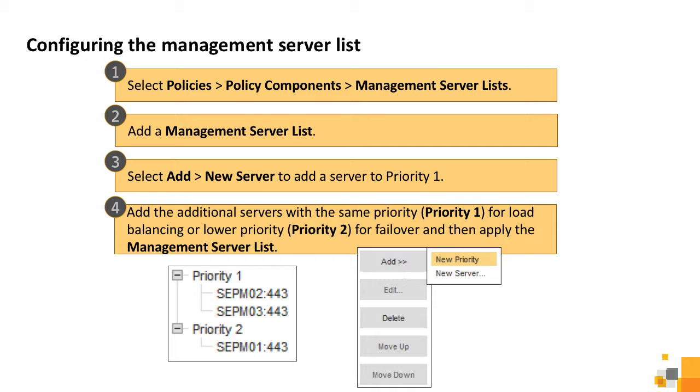To configure load balancing or failover, in the console click Policies, and in the Policy Components pane, click Management Server Lists. Under Tasks, click Add a Management Server List. In the Management Server List dialog box, under Management Servers, select Add New Server to select the first SEPM to add to Priority 1. To configure load balancing, add additional servers to Priority 1. To configure failover, select Add New Priority, click and highlight Priority 2. Select Add New Server, and add the additional server addresses. Next, apply the management server list.